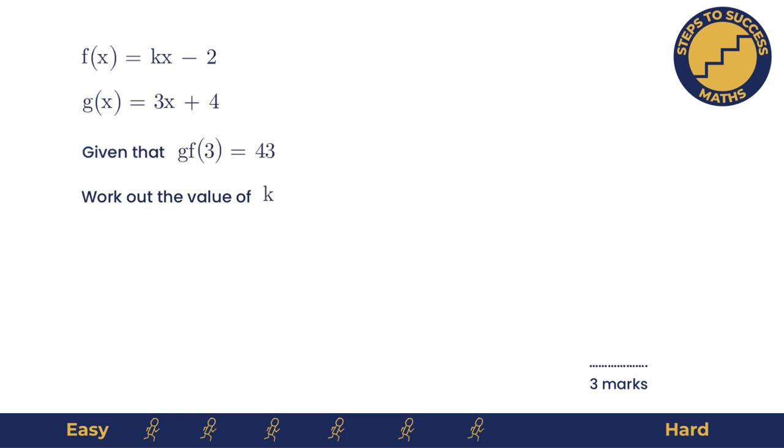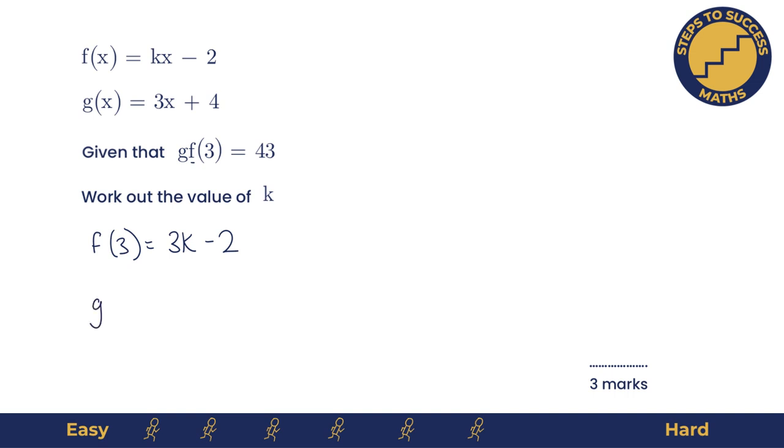f of x is equal to kx minus 2. g of x is equal to 3x plus 4. Given that gf of 3 is 43, work out the value of k. So we're going to work with the value 3 because it's gf of 3. Start with the one closest, so that's the f function, f of 3. f of 3 is equal to 3k minus 2. We don't know what k is, so we just leave it in there.